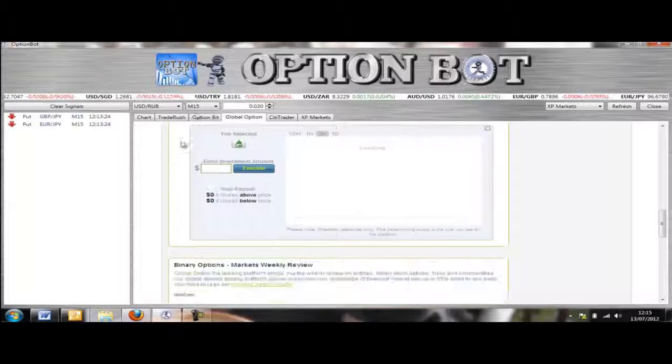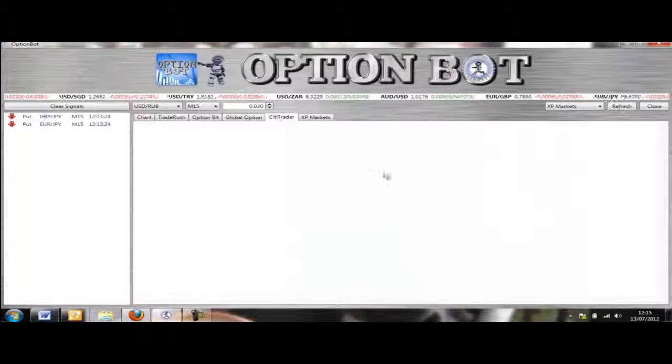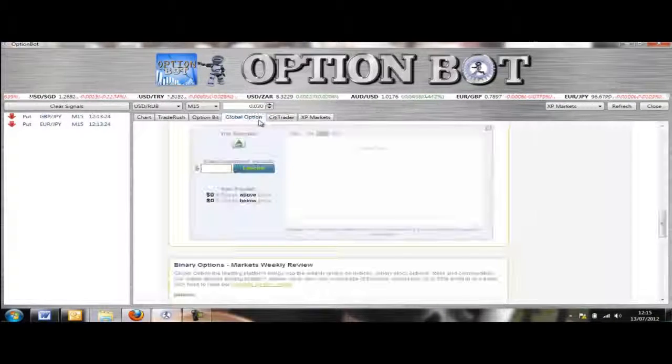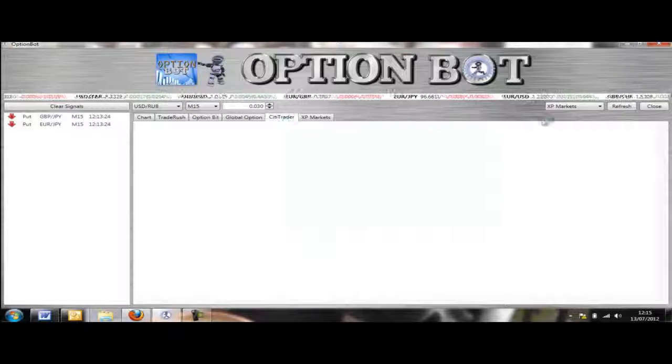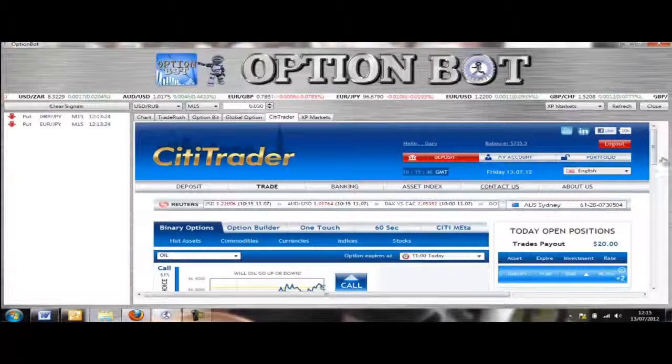Remember that I'm placing trades in the region of 25% of my overall trading balance. However, when starting out, I'd recommend placing trades in the region of 10 or even just 5% of your trading balance until you're comfortable with OptionBot and you've found the settings that suit you best. With that said, the parameters I've set of M15 and .030 are highly effective and consistently deliver winning trades.